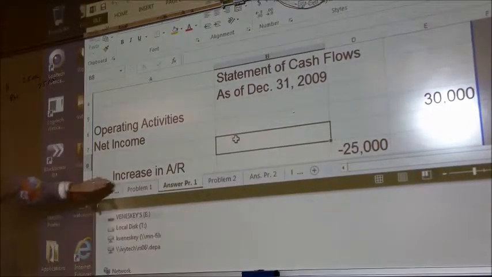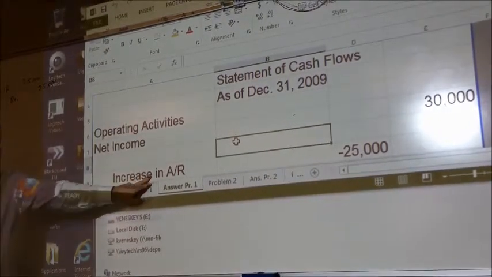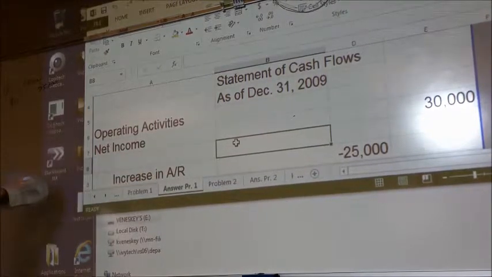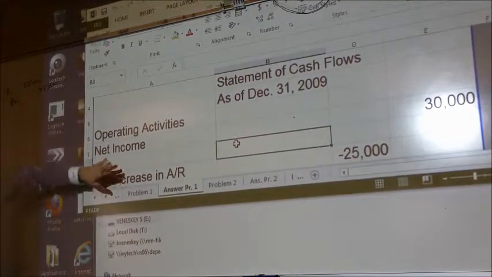And this is how I want you to list it. I don't want you to just put AR and then the amount over there in the subtotal column. Tell me what the AR did. It increased.